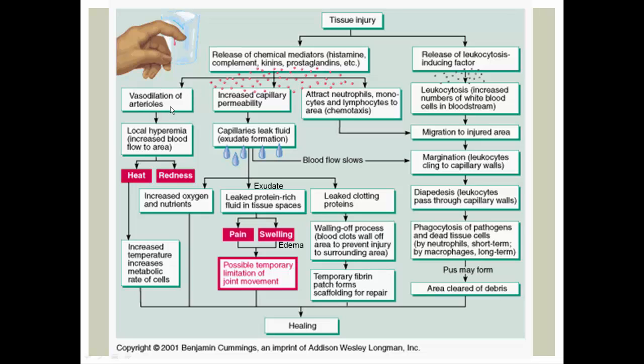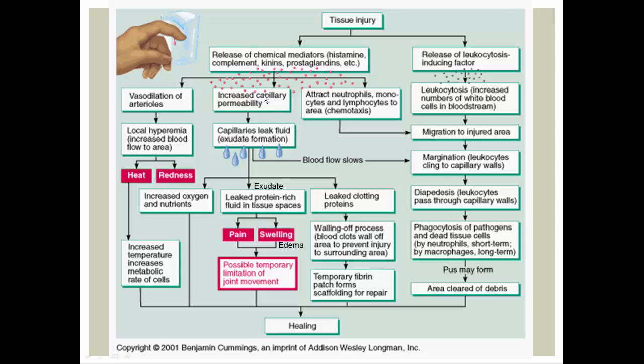So vasodilation of the arterioles means local hyperemia. Hyperemia means increased blood flow. So you've got more blood going to the area. Here's where you see the heat and redness associated with inflammation. If you think about a cut, it's red, it's swollen around the edges of the cut. That came from increased blood flow to the area. Now, the idea of heat is to increase the temperature to allow more metabolic activity of the cells so they can heal. It also helps in reducing bacteria's ability to do things, because bacteria don't like it warm, and so they can't reproduce as well in that warm condition.